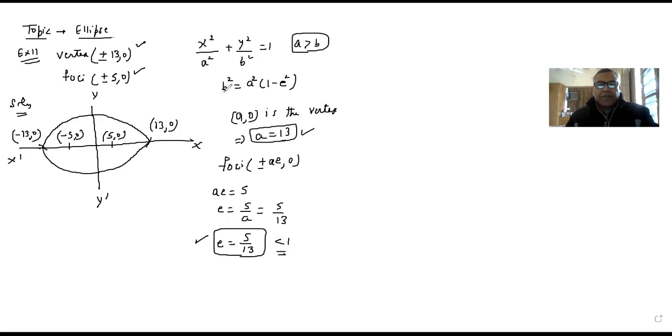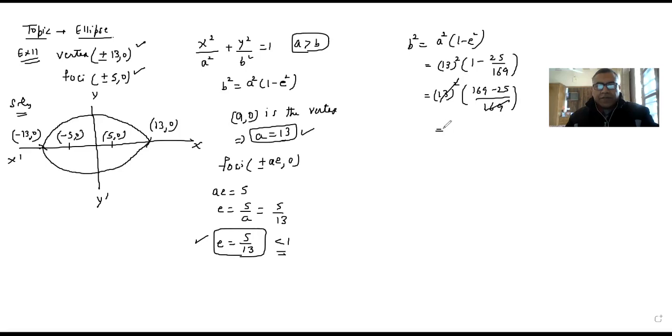I can get the value of b from this equation. b square is equal to a square into 1 minus e square. So a square is 13 squared, into 1 minus e square, that is 169 minus 25 upon 169. So 169 cancels with this. b is equal to 12.